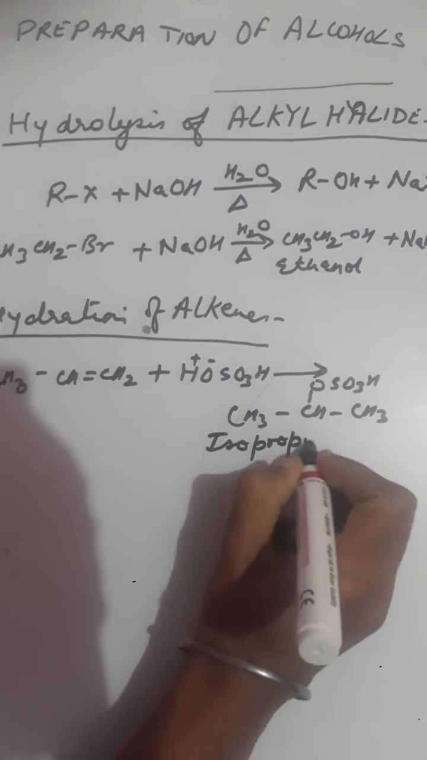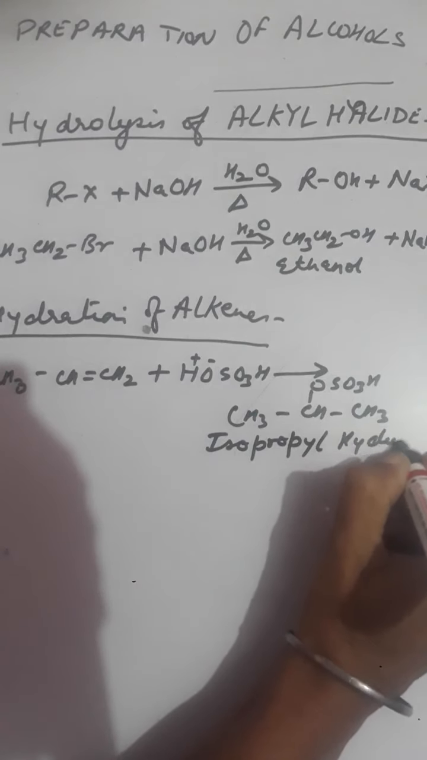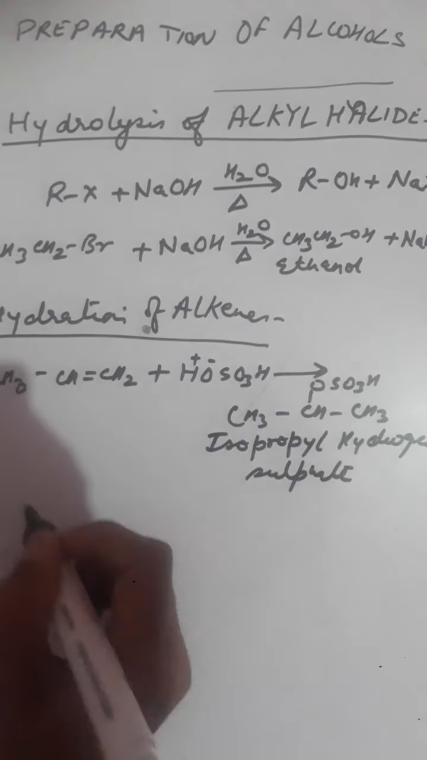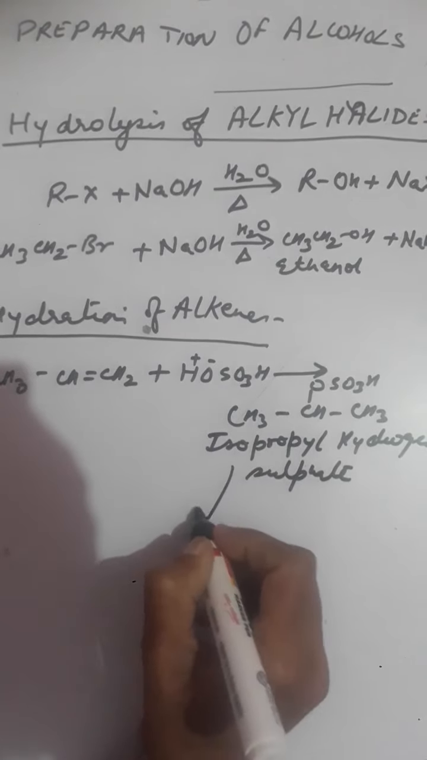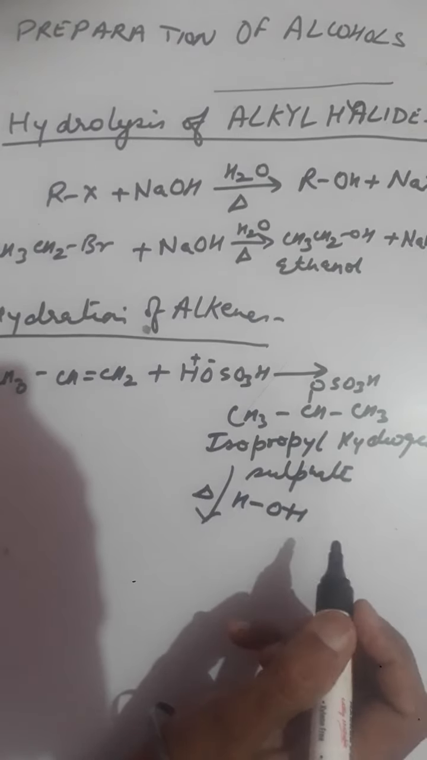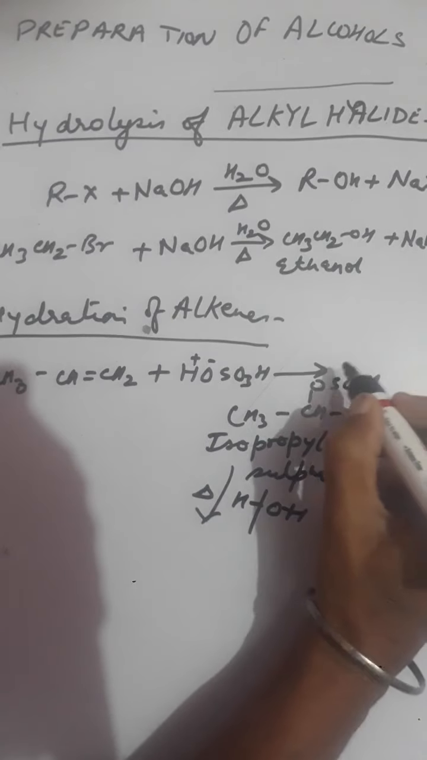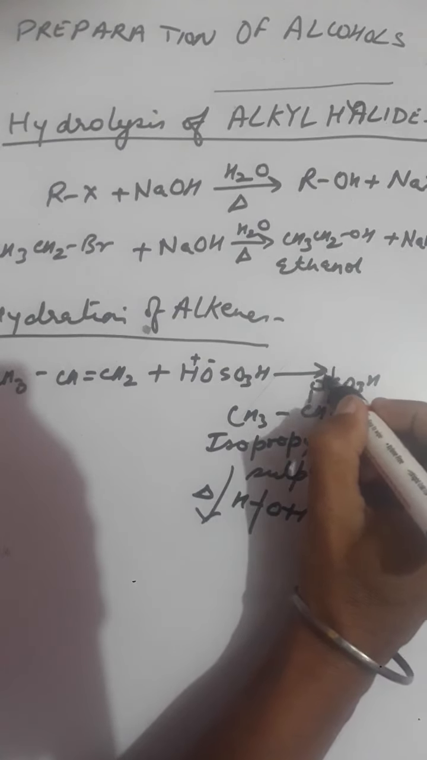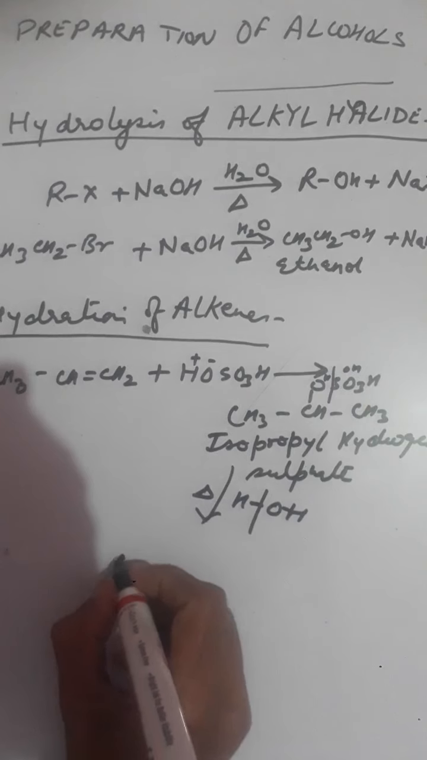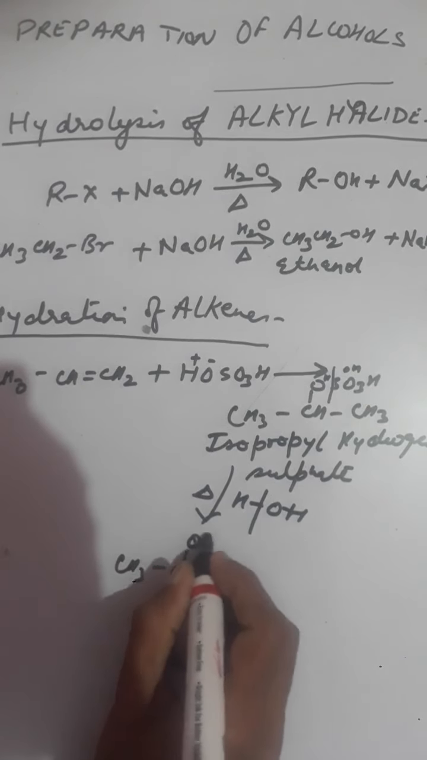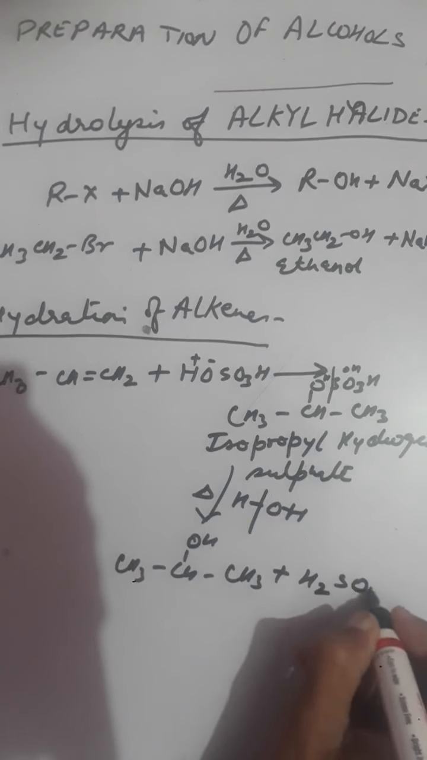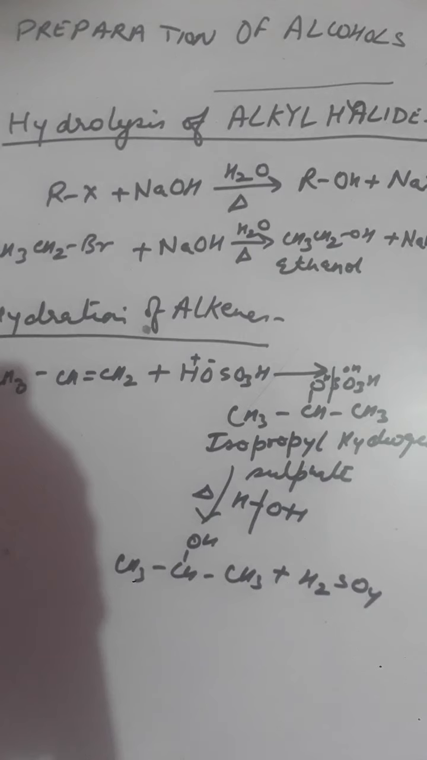Isopropyl hydrogen sulfate. Now when this is hydrolyzed with HOH, water, we get H on this side and OH on this side. We get CH3CHOHCH3 with the formation of H2SO4. So this was by the hydration of alkenes.